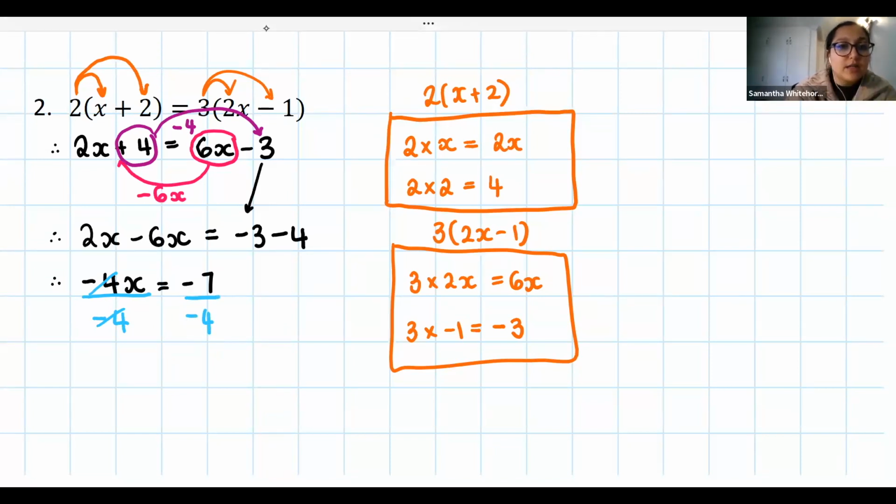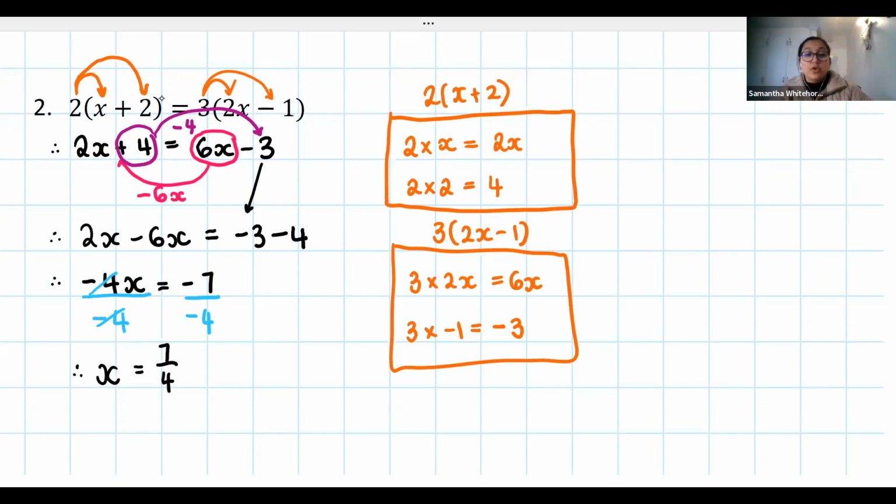So that now means on the left, I just have my x, which is what I want. And now we can simplify the right. Now, guys, remember, negative divided by negative is a positive. And 7 divided by 4, I can't actually simplify any further. So it is just 7 over 4.